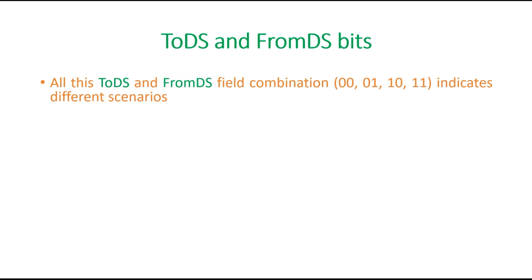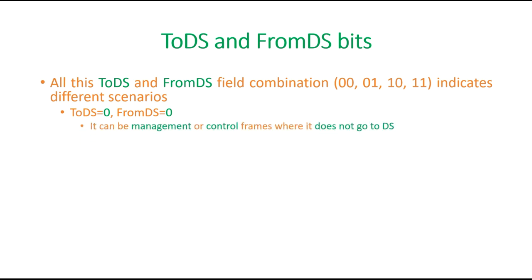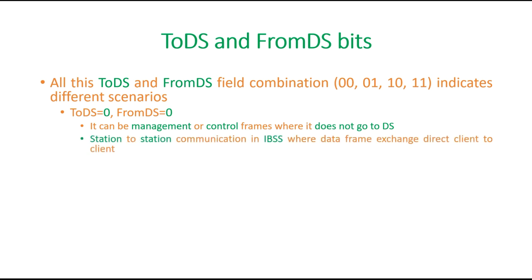So the combinations of To DS and From DS fields are of these four types: 00, 01, 10, 11. These are used in different scenarios. The first scenario is the 00 combination. To DS field is 0, From DS is 0. It means that this type of combination will come into the picture when it is management or control frames, which do not go to the distribution system. Also station to station communication, which is a scenario in the IBSS, that is the ad hoc network, where data exchange will happen from a client to client.